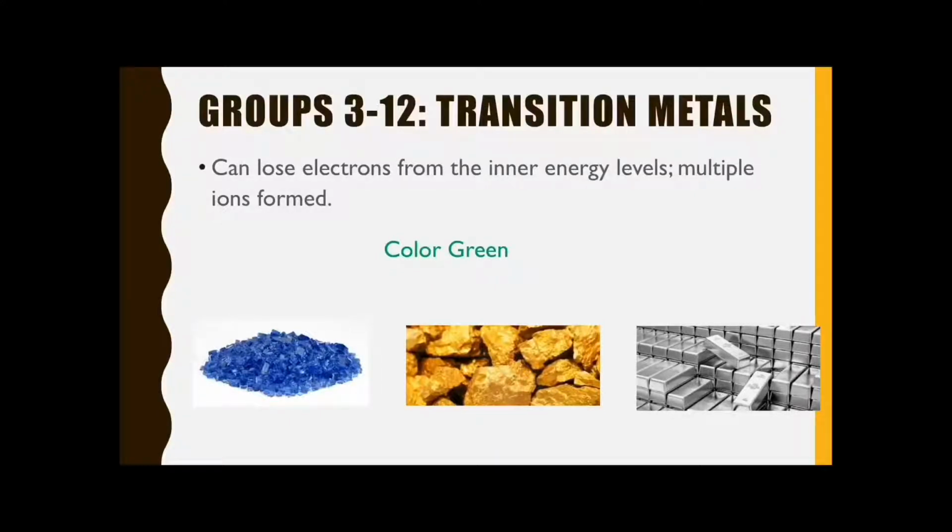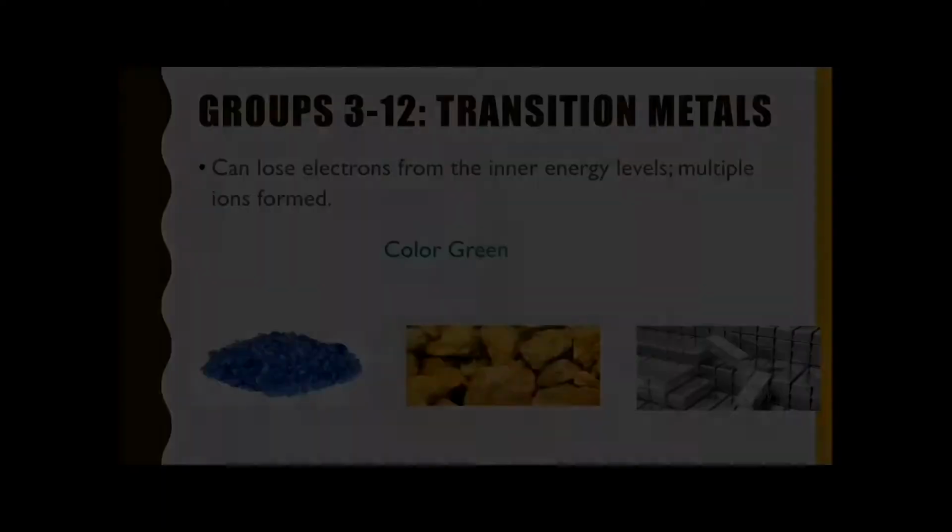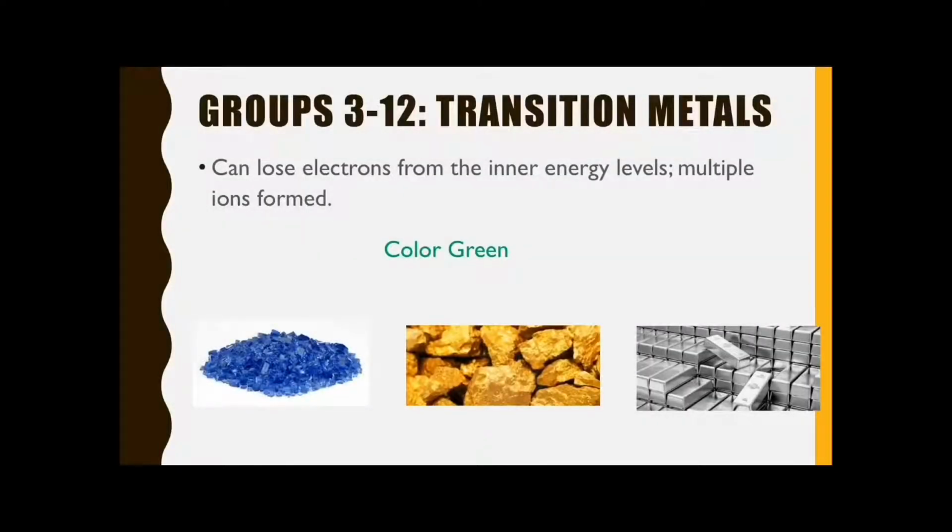Now let's talk about groups 3 through 12. All of these are considered to be transition metals. These can lose electrons from any of their inner energy levels, and they can form multiple different ions. So some of them form anions as well as cations. Some of them can have a -1 charge or a +1 charge, a -3 charge or a +2.